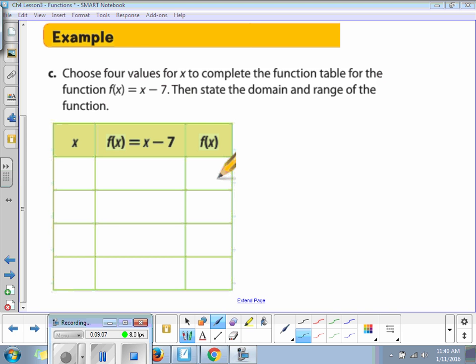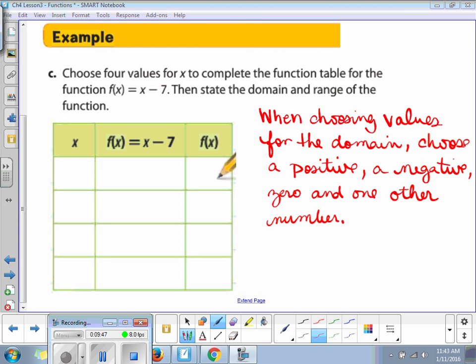So we want to choose 4 values for x to complete the function table for the function f of x is equal to x minus 7, and then we want to state the domain and the range of the function. I want you to make sure you copy this into your spiral. Now, when you are choosing input values, I would like for you to choose a negative, a positive, and 0, and some other number. Okay?